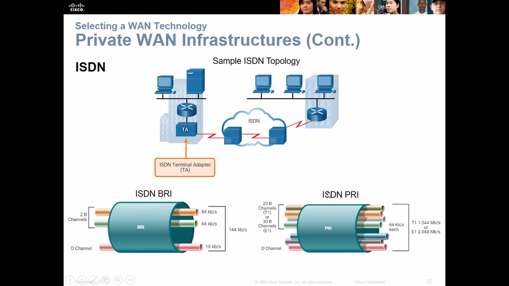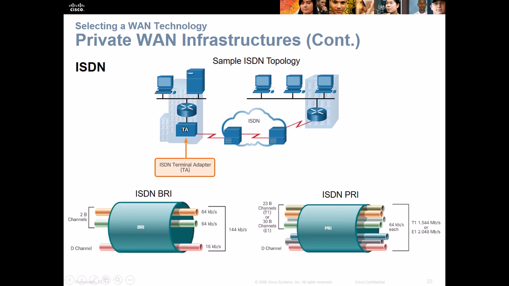Okay, then the primary came. The primary rate interface ISDN says, okay, I'm going to give you 23 channels that you can use for voice and data, and one D channel to differentiate between voice and data. Now, if you do not want to use any of these for voice, you can tie all 24 channels together for data.